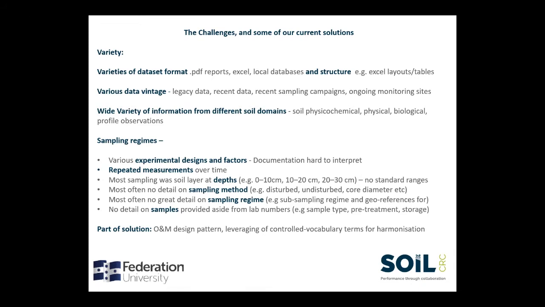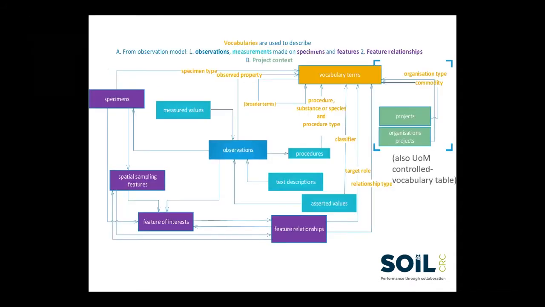So the standards-based approach, the ONM, helped deal to an extent with some of these challenges. Here's a quick look at some of the controlled terms we used with this simplification. You can see the basic ONM design patterns, and in yellow some of the controlled terms that we used for things such as observable properties, procedures, relationship types and roles, results where they're classifiers, as well as a controlled vocab table for units of measure.